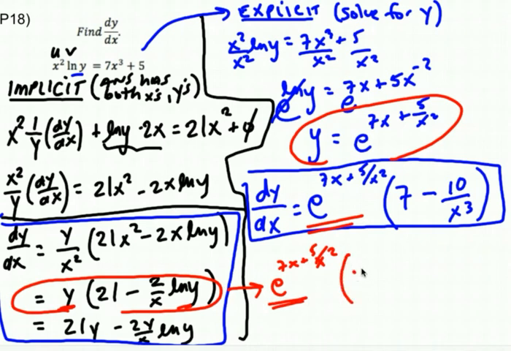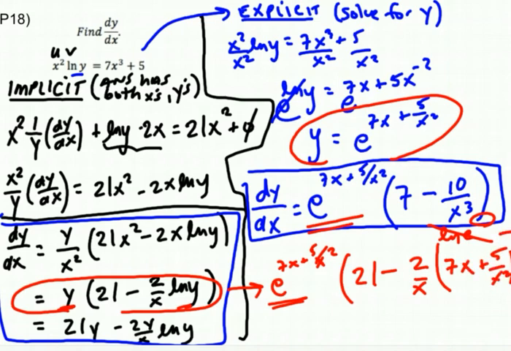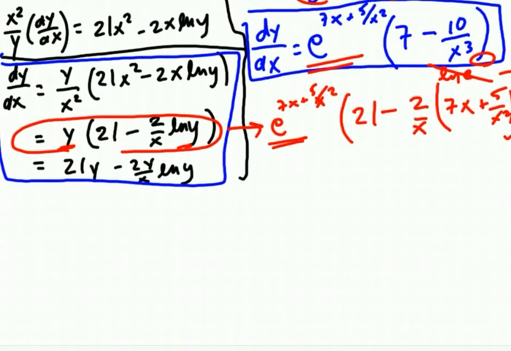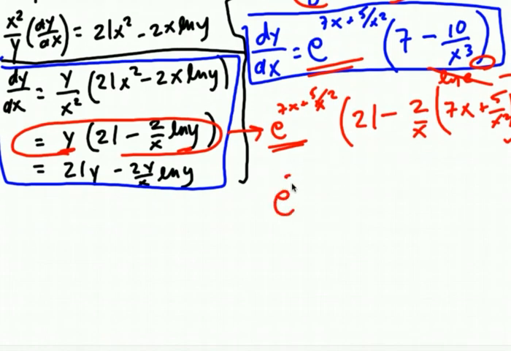And then on the inside, I get a 21 minus a 2 over x times, now when you take the natural log of an e expression, the natural log of e to some stuff is going to cancel and just give you the stuff. So I'm going to get a 7x plus a 5 over x squared. Now I'm just going to clean that up. I still have this e to the 7x plus 5 over x squared, and then inside here, when I distribute this 2 over x, I'm going to have a 21, and this negative 2 over x gets distributed to give me a negative 14x.